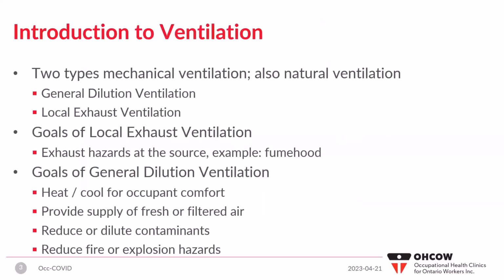So let's talk about ventilation. There are two types of mechanical ventilation: general dilution ventilation, which is what we're going to be focused on today, and local exhaust ventilation. And of course, without the mechanical side, there's natural ventilation. That's where you're opening a window, setting up a fan, maybe to bring in more fresh air. Local exhaust ventilation is something that's at the source.